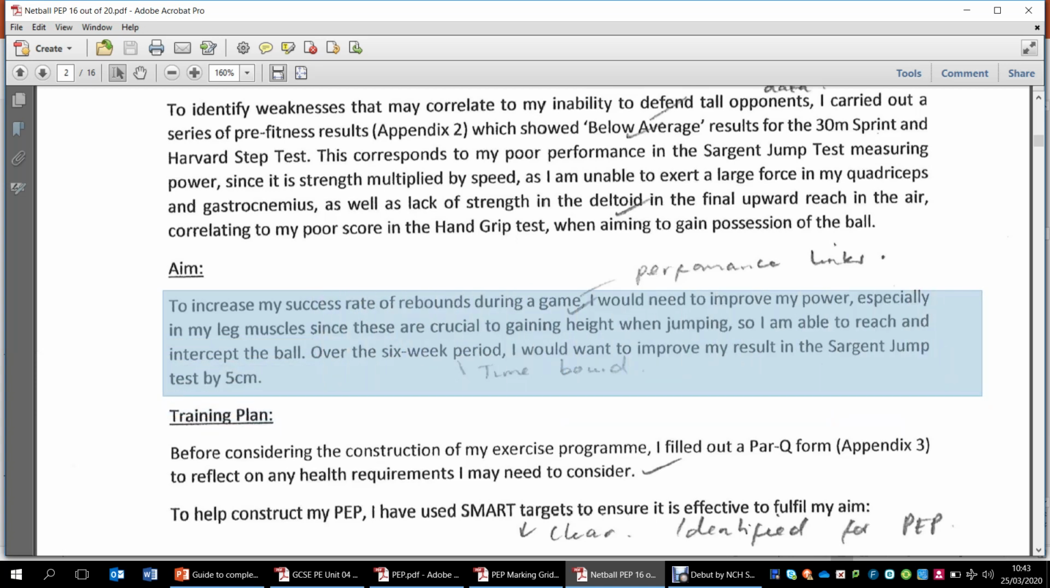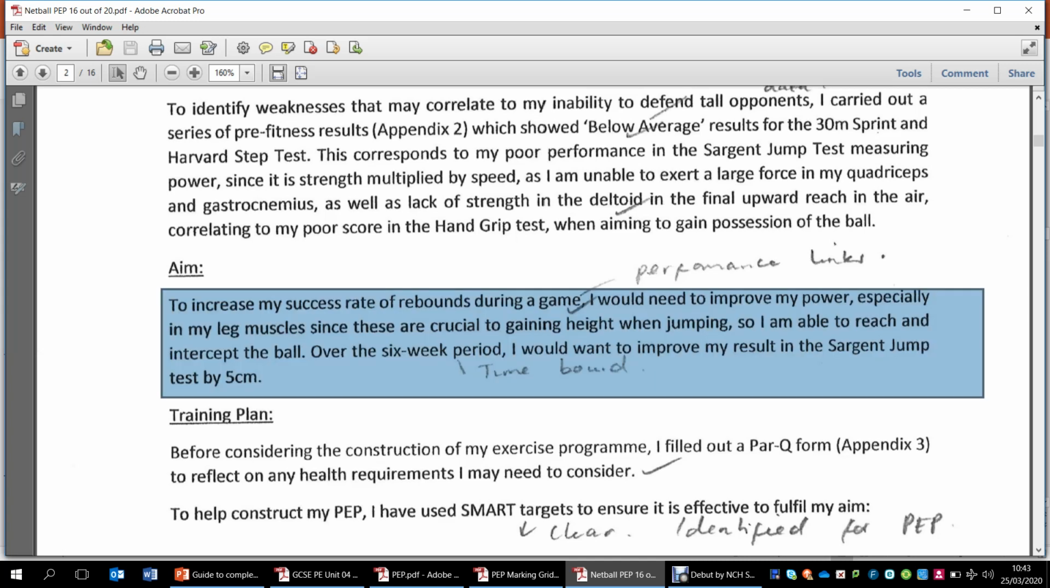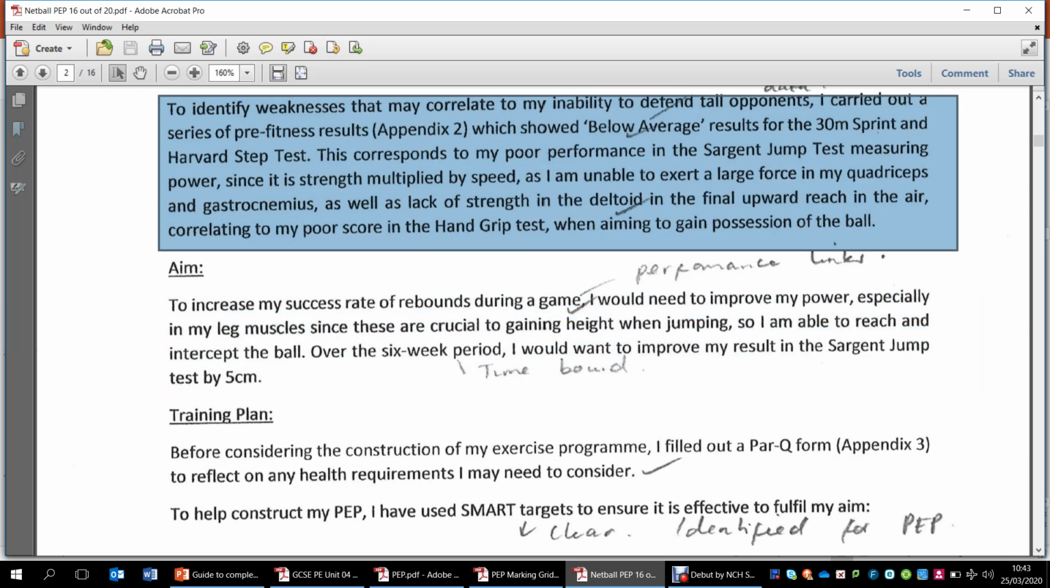So this is a netball example. Somebody who's identified power as a weakness in their fitness test results analysis, which is up here, and they've decided to focus on that, and they've written a clear aim there about what the aim of their plan is going to be.